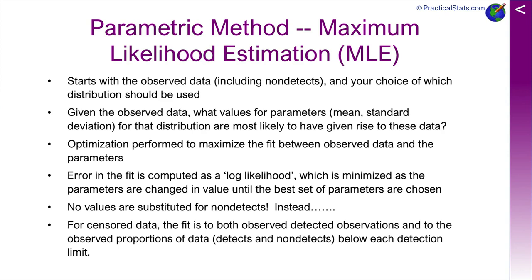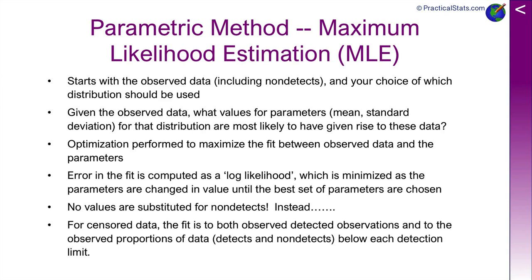So we'll start with the observed data, and then your choice of which distribution should be used. I'm going to use the log normal, since that's what looked like it was a pretty good fit from the Q plot. Given that data, what are the parameters for the mean and the standard deviation for that distribution? The normal and log normal use the mean and standard deviation as their parameters. Gamma has other parameters, but it's the same idea. So you're fitting a smooth curve to your data, basically. And which fit is most likely to have given rise to the data, to your observations? That's what you want to know.